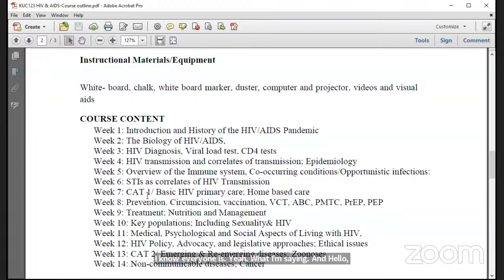Then week 8 is prevention. It's just prevention alone, and prevention has so many things. We are going to discuss very many aspects of prevention. Of course, they say prevention is better than cure, but what is involved in prevention of this kind of disease?